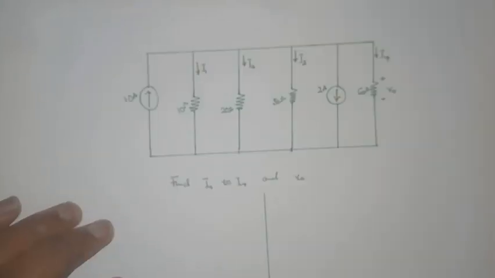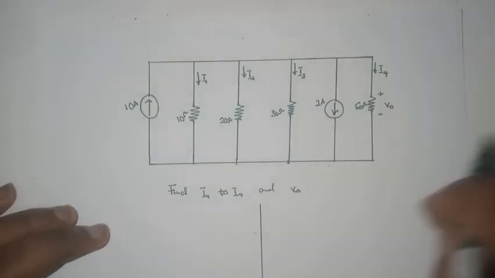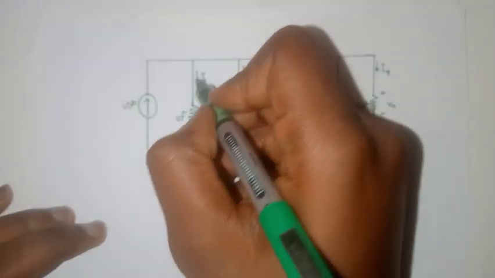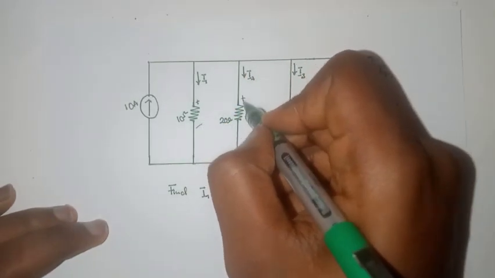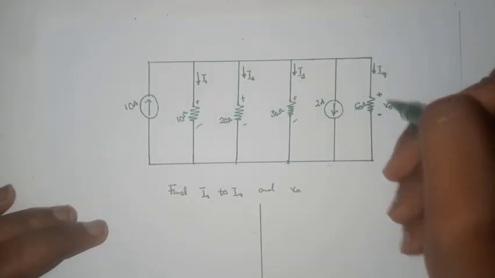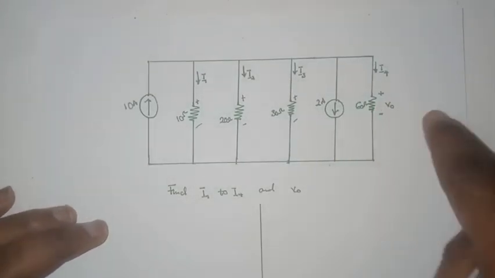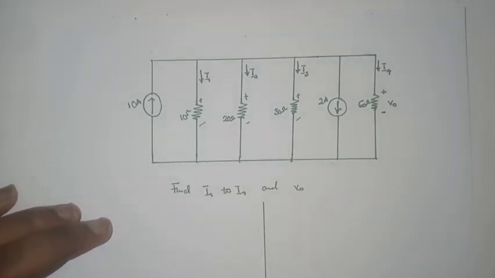So in this video, our quest is to find the values of the currents I1, I2, I3, and I4 in the circuit. The first thing we have to do is to assign polarities. The current flows through this place, so we say plus, minus, plus, minus, plus, minus, and plus, minus. Already assigned. We'll be finding I1 through I4 and the value of V naught.